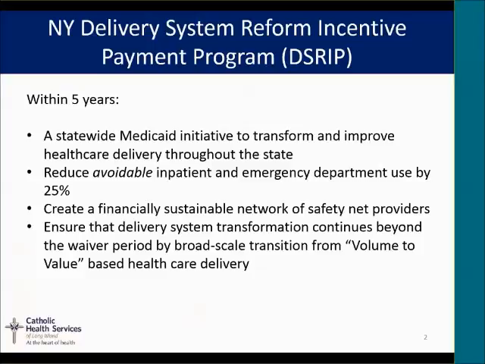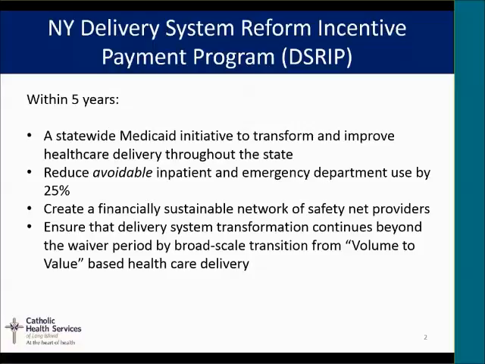So to start out with, I want to go over some basics of the DSRIP program. It is a 5-year program, and it officially started April 1st of this year, 2015. It is a Medicaid reform program that is going to transform and improve healthcare delivery throughout the state, and it has a couple of overarching goals. The biggest overarching goal is to reduce avoidable hospital use by 25% over the next 5 years, and I want to emphasize the word avoidable. So it's not that we're avoiding all hospital use.